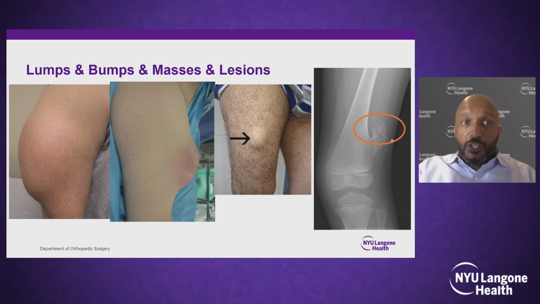They could be large, they could be moderate, small, as you see in these images. They could be in the arm or the thigh or the knee. And so, when these present, they're a dilemma for all of us.